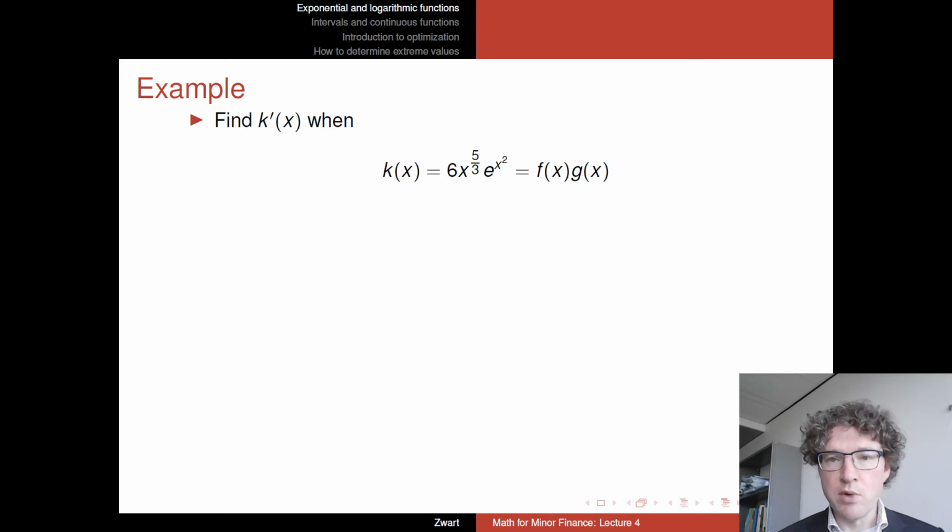So let's look once more, and we'll do this on paper, of course, at a slightly more complicated example in the sense that this one also involves a product of two functions. So you see the e to the power x squared that we just encountered on the previous slide already, but now I'm multiplying this by a power, x to the power 5/3. And then I'm also multiplying this by a constant, which is 6, but that should not worry us too much, I hope. So let's go to paper to see how we would take the derivative of this function k of x.